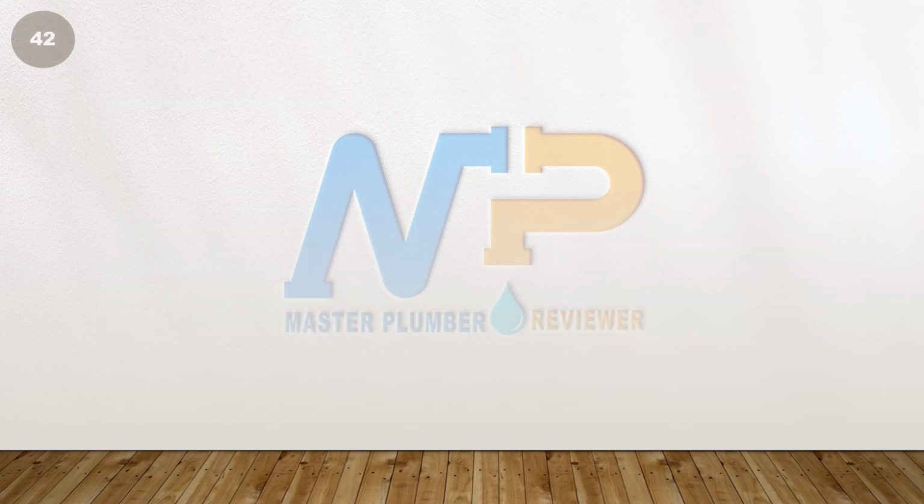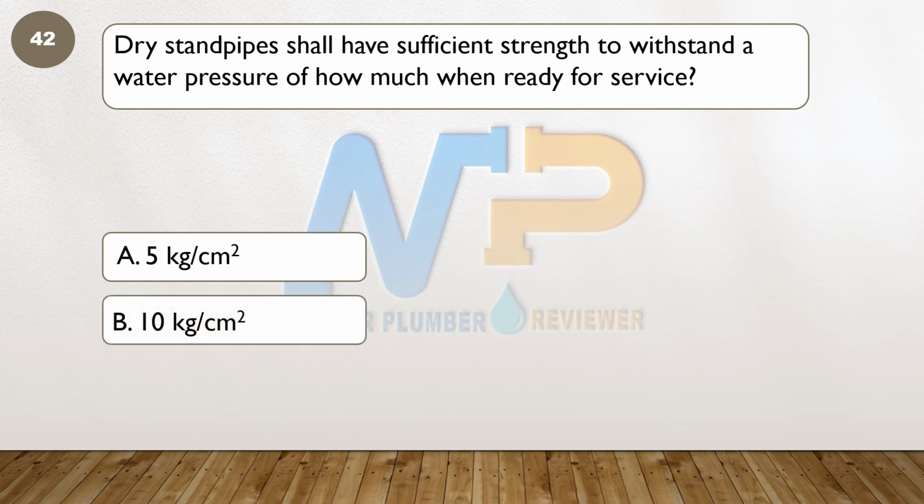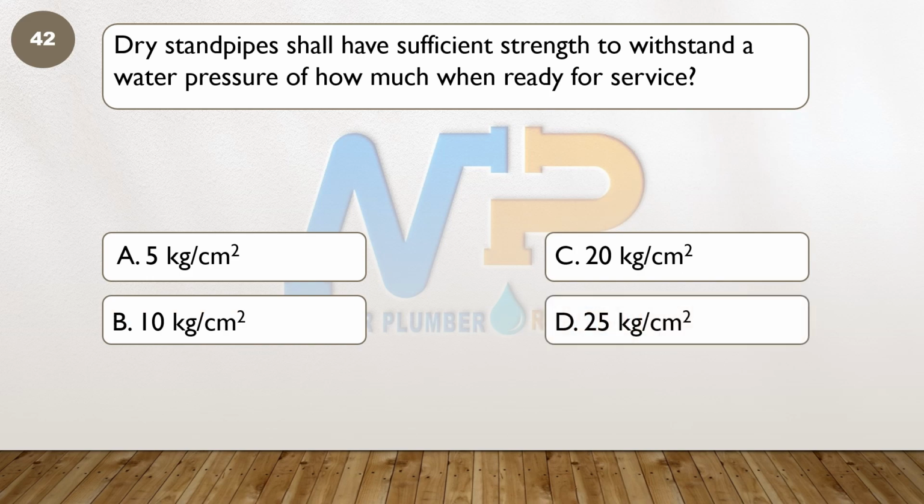Number 42. Dry standpipes shall have sufficient strength to withstand a water pressure of how much when ready for service? A. 5 kg per square centimeter. B. 10 kg per square centimeter. C. 20 kg per square centimeter. D. 25 kg per square centimeter. The answer. It's C. 20 kg per square centimeter.